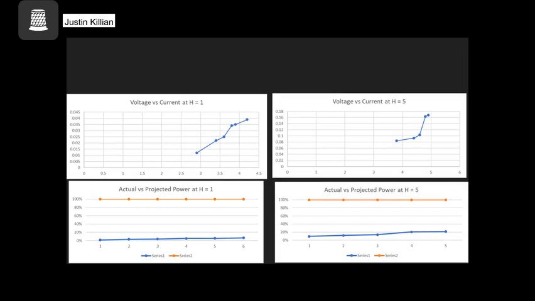Below are four graphs, two for when the height was at 1 inch and two when the height was at 5 inches. The top graphs show voltage versus current for the two data sets, and the bottom is the actual versus the projected power. Projected power is 100% because that would have been the maximum power of the flume, and the other series, series 1, is the actual output of power. You can see on the right side that there's a spike right when we added the 2 kilo ohm resistors, which shows that an increase of resistance on the circuit would have increased the generation of power.